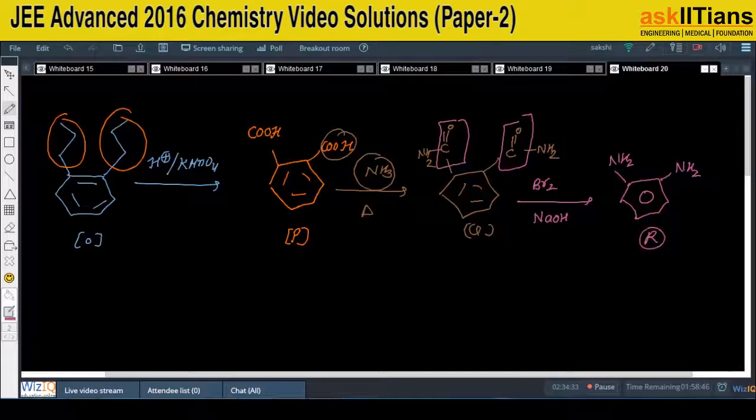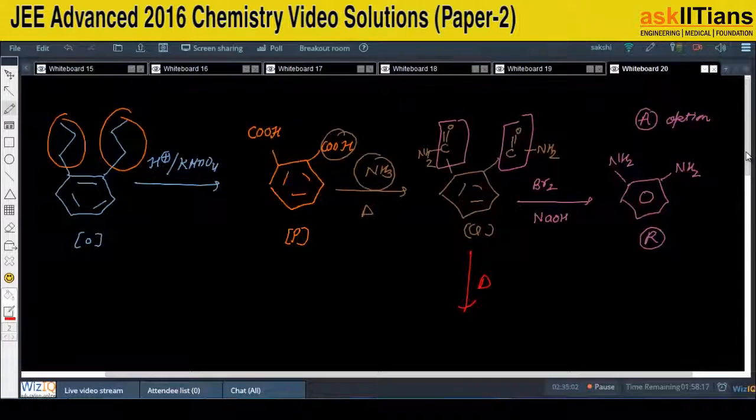I think the first question, question number 35, was what compound number R is. As you can see in the options, this is option number A. Now, going from Q to R is nothing but the Hofmann degradation reaction.